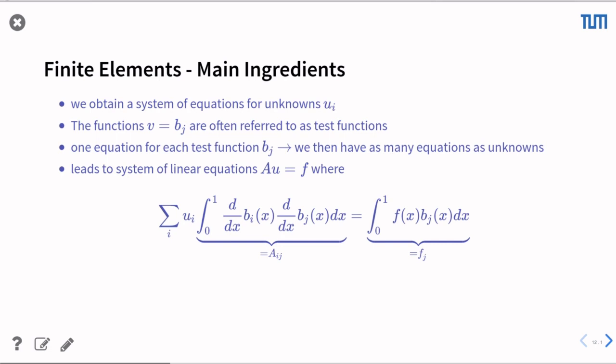Here the functions v, I've referred to them that way before, they're referred to as test functions, simply because we basically test whether the equation holds for each of them. And that gives us n equations for n unknowns, which we can then solve.